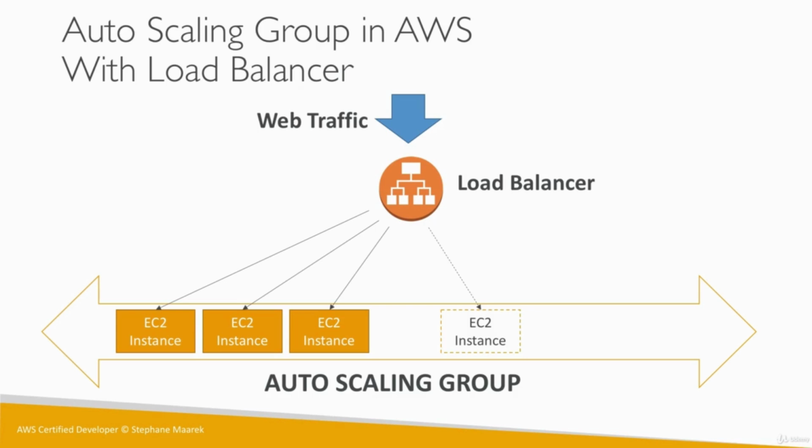But if our auto-scaling group scales out, so if we add EC2 instances, then the load balancer will also register these targets, obviously perform health checks, and directly route traffic to them. So load balancers and auto-scaling groups really work hand in hand in AWS.